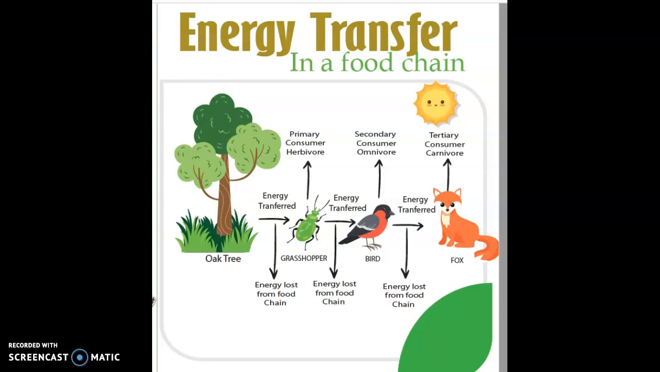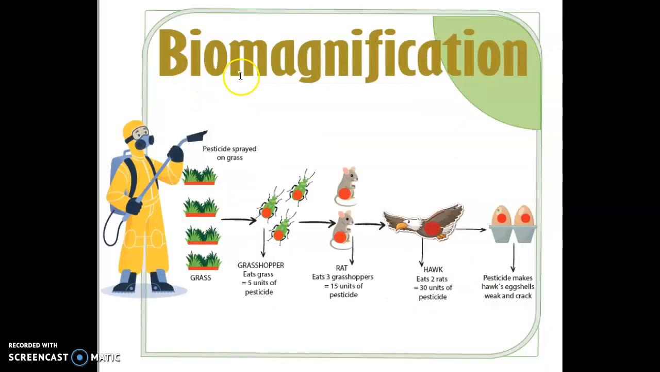Biomagnification example in my food web. The grass is sprayed with pesticide from humans. Through bioaccumulation, the contaminants are transferred to each animal in the food chain.